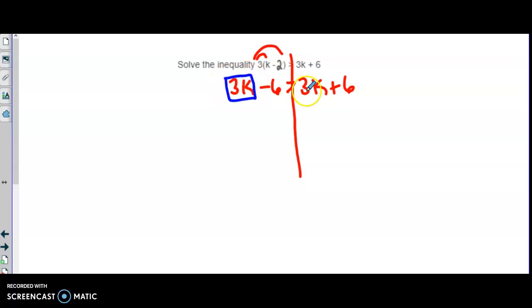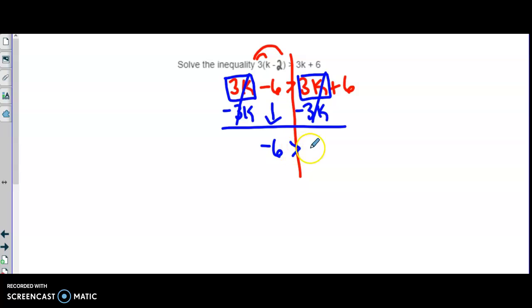Now I notice I have k's on both sides, so I need to get them on the same side. I'm going to do the opposite, which is to subtract 3 k's from each side. They cancel over here, and they cancel over here. And we're left with a statement that says -6 is greater than +6. We got to ask ourselves, is that true?